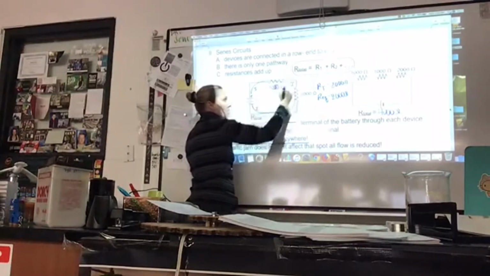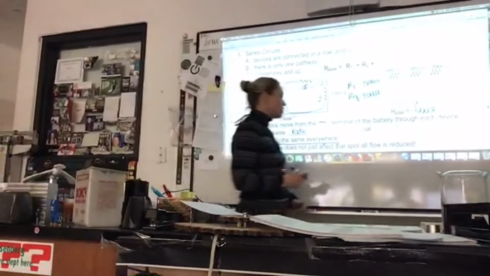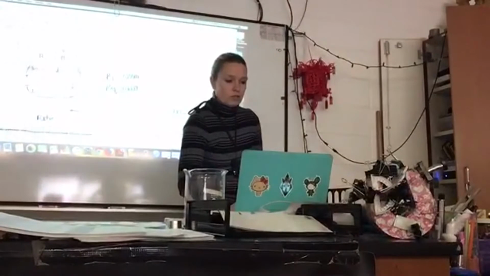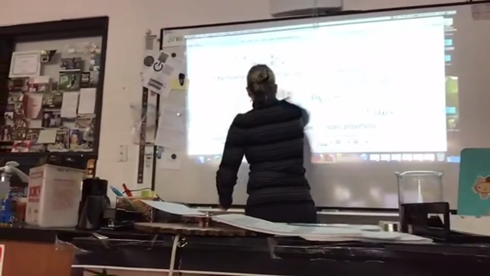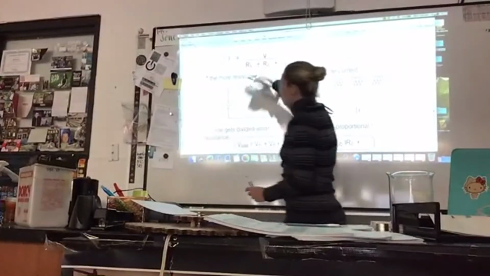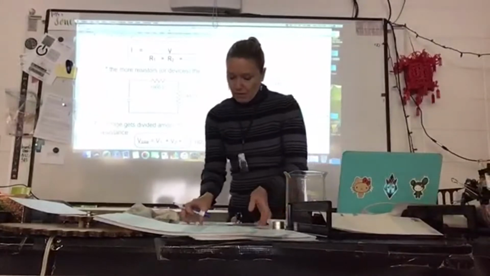It's all the same I, okay? So a traffic jam does not just affect that spot, all right? All flow is reduced. And here is a formula. So how do you find the current? Well, you take the voltage and you divide it by the equivalent resistance, okay?